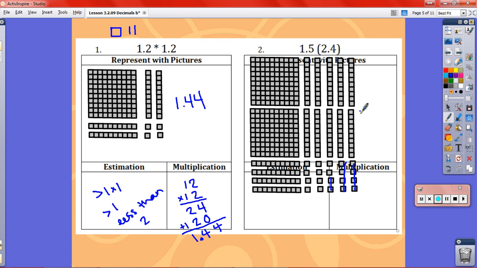That gives me another of these. 2, 4, 6, 8, 10. That gives me another group of these. So I have 1, 2, 3, 4, 5, 6, 7, 8, 9, 10. Gives me another whole. And 1, 2, 3, 4, 5, 6. So I have 6 tenths and 1, 2, 3 wholes. So I have 3 and 6 tenths.